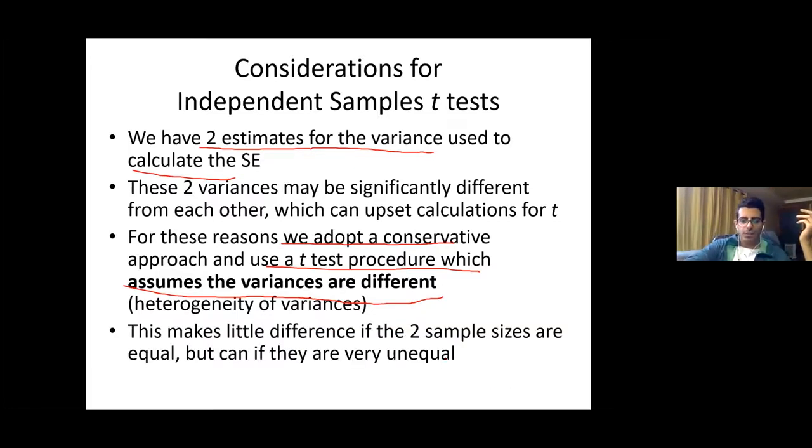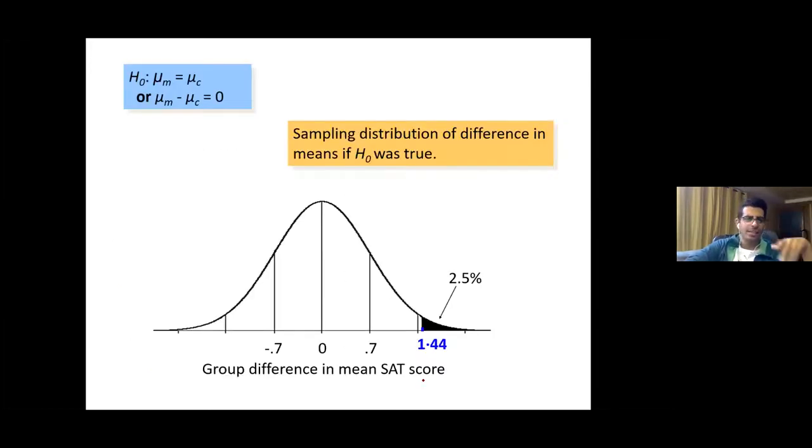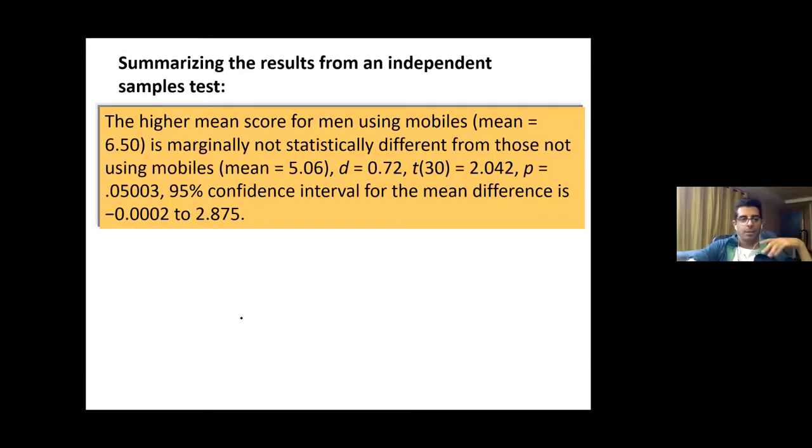This makes little difference if the two sample sizes have equal variance, but using the heterogeneity of variances way can help if they are unequal, which makes sense. They give you the data and the result. They found that it's not significant, and if you look at the p-value, it's slightly more than 5%. That means using phones that are on makes no difference compared to those that don't use their phone on.